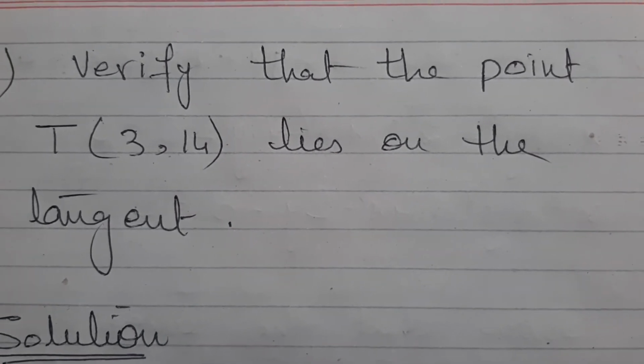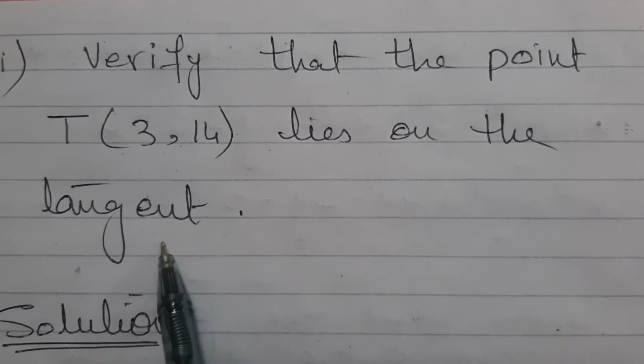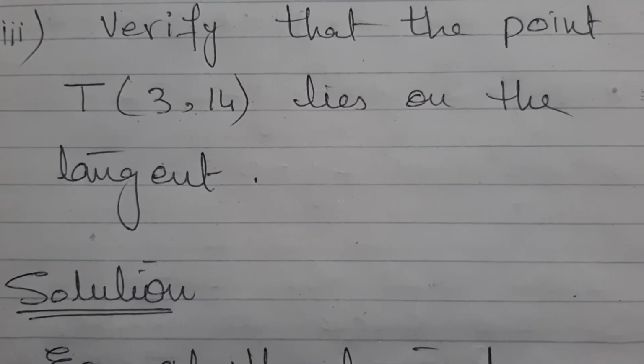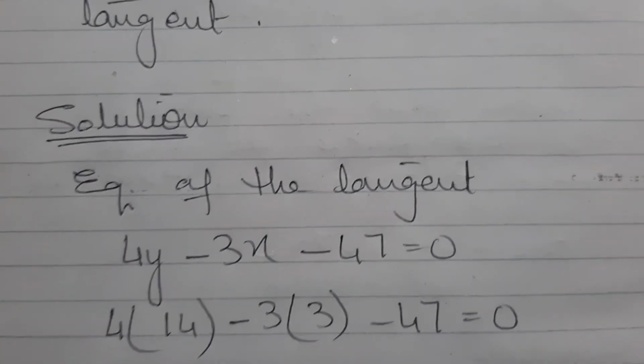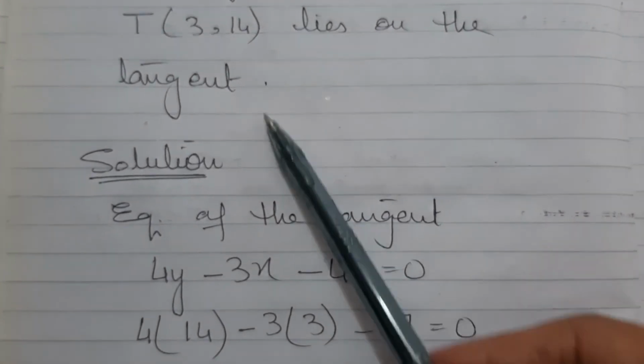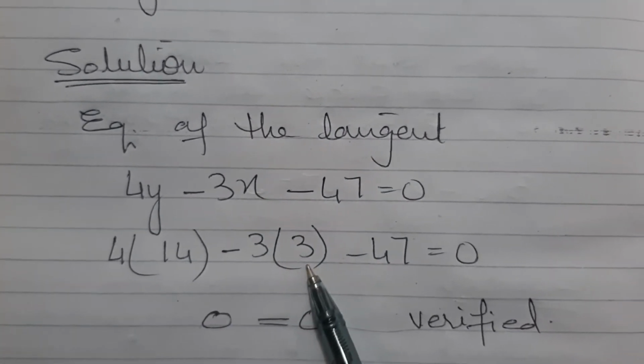Whenever you have to verify that a point is lying on any line, because the tangent is like a line here, you plug these points into the equation. So let's see here. So the point was 3, 14. So in place of x, I will write 3.